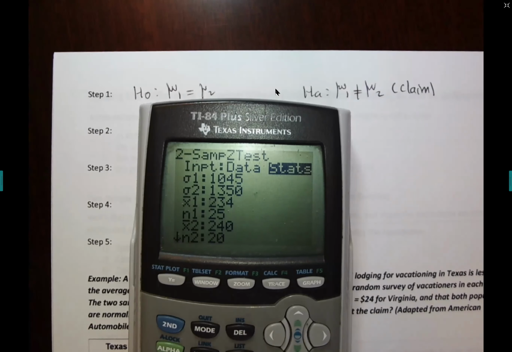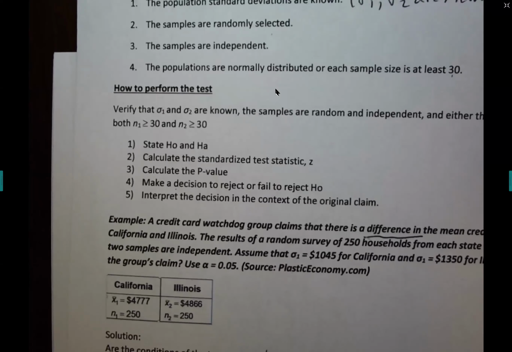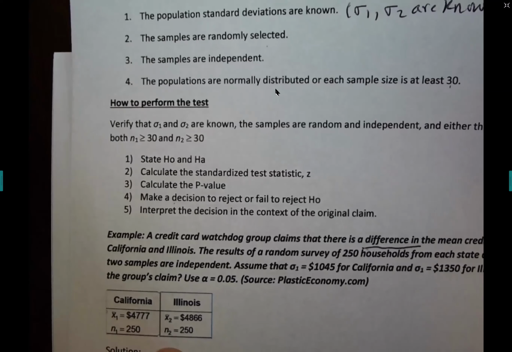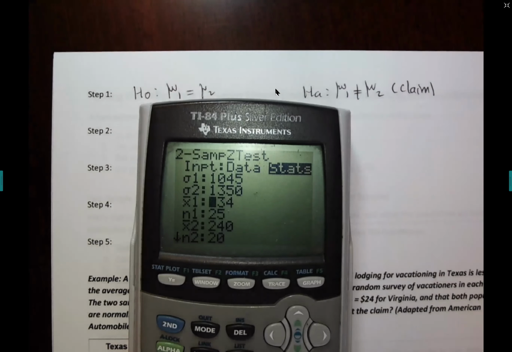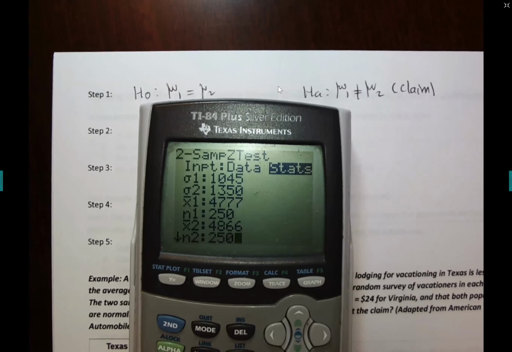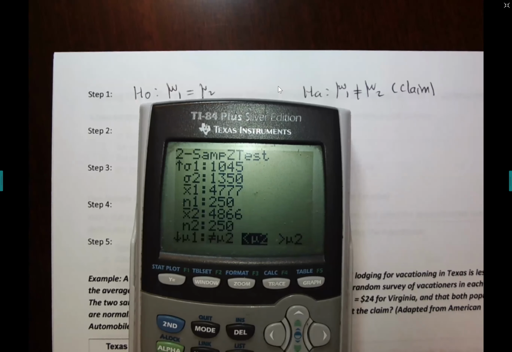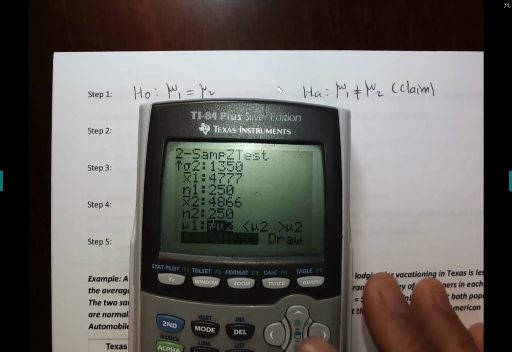Now it's asking me to enter X1 bar, which is already given to you guys, 4777, and X2 bar, 4866, and the sample sizes are 250 each. If you have your calculator handy, please follow with me. And N2 is 250. Enter. Now select the sign from the alternative hypothesis, which is not equal to, guys. And here you go, calculate.